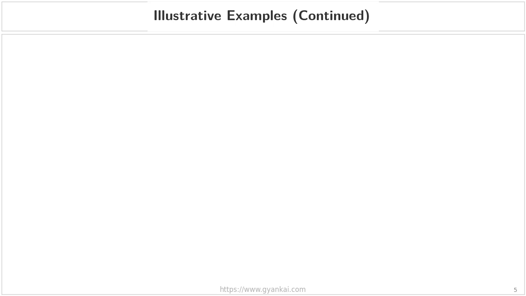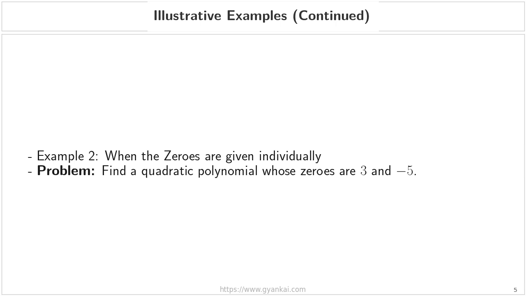Illustrative examples continued. Now that we've seen how to handle cases where the sum and product are given directly, let's look at our second example, which is slightly different. In this case, we aren't given the sum or product. Instead, we are given the individual zeros themselves. The problem asks us to find a quadratic polynomial where the zeros are 3 and -5.